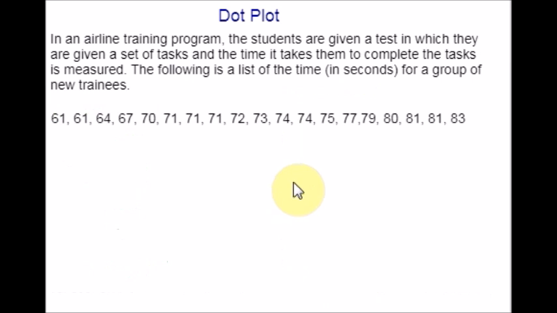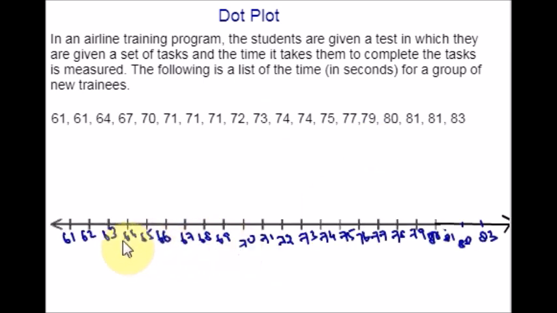Here is the next example. Please have a glance over this question. A set of data is given. We are going to display this data in a dot plot. Let's draw a horizontal scale.